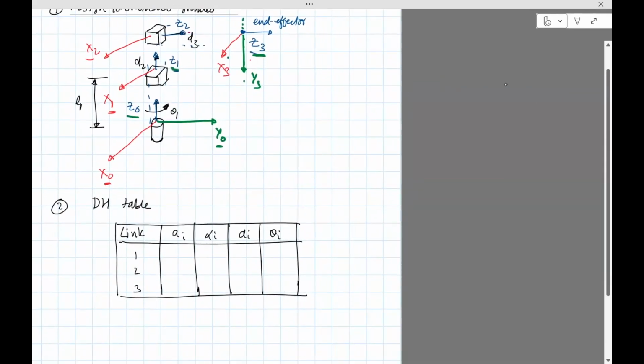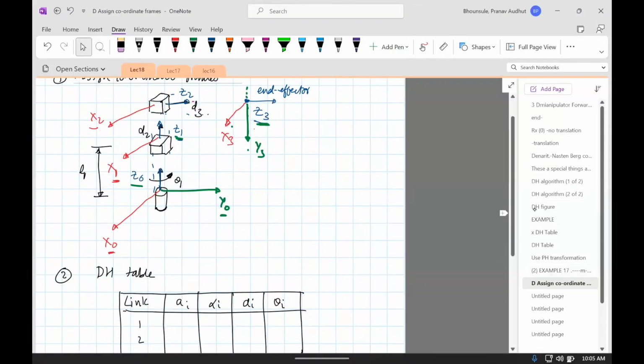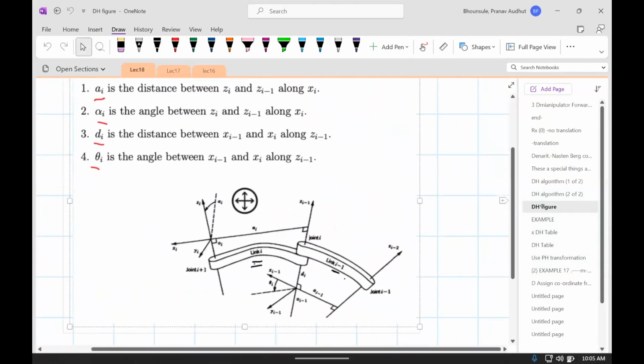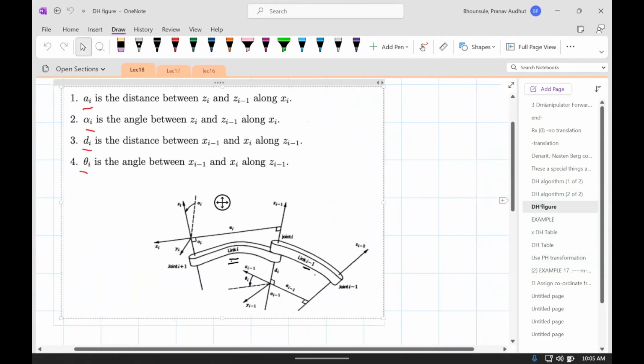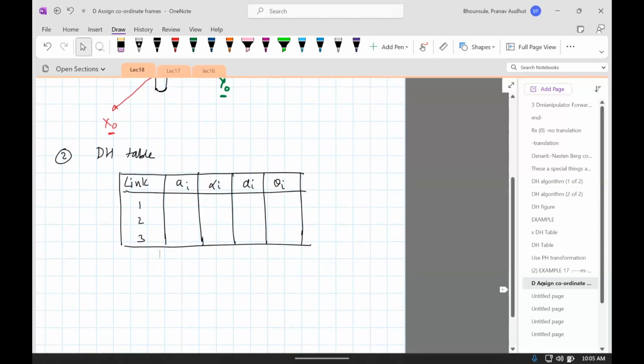So the way I do this is, well, there are two ways to do it. One is you could use what is provided in this figure. This figure basically tells you how ai, alpha i, di, theta i are assigned. And I just find that it's too hard to reproduce that figure in the exam. So I have my own way of doing this. I typically draw these two figures to help me figure this out.